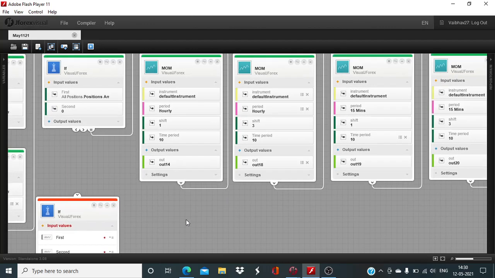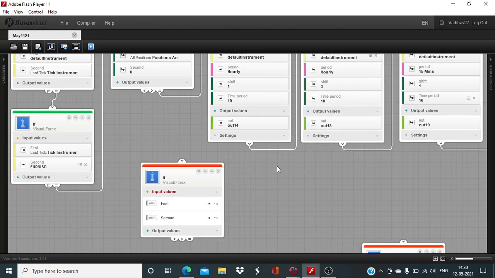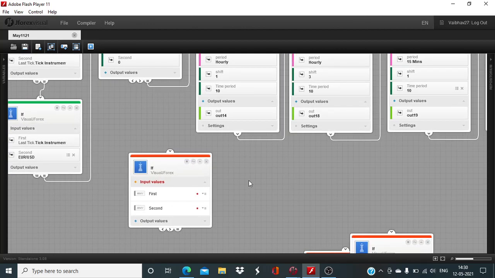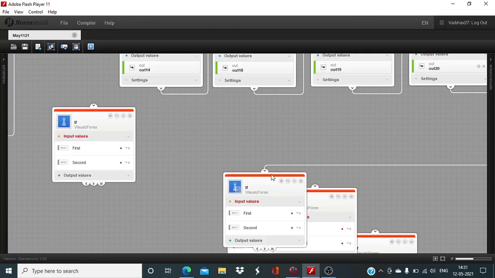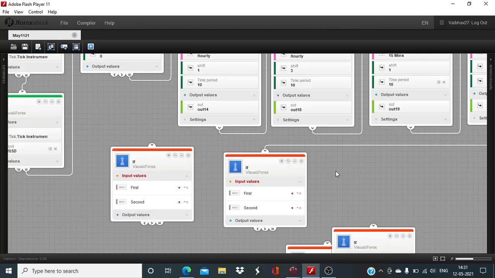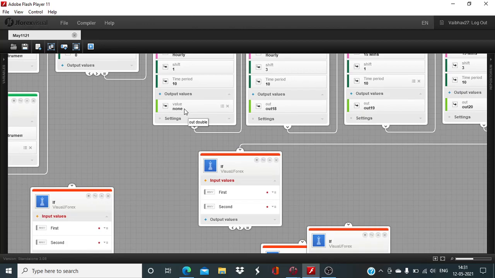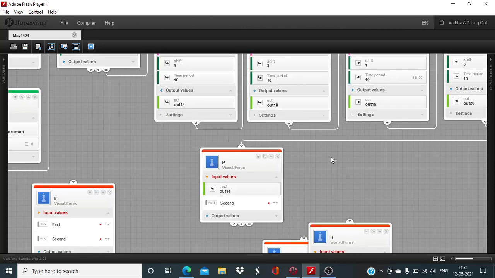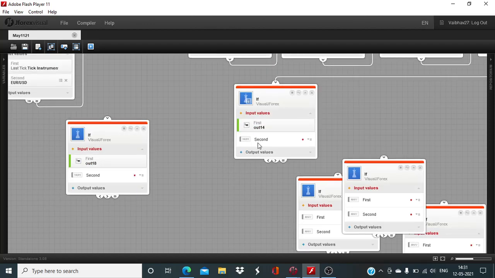And as I said, we want the MOM value for both these blocks to be above zero when we are looking for the buy trade, and when we will be looking for the short selling opportunity, then only it should be below zero. So right now we will have to compare both this output with 0 and make sure that first input is greater than second input.